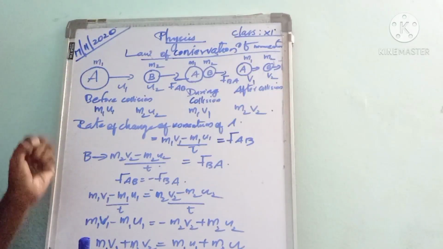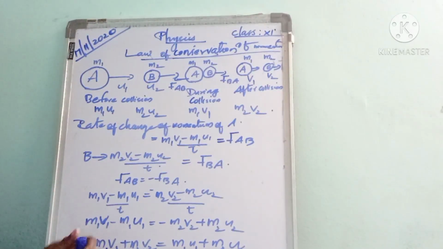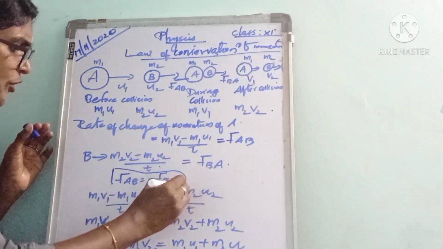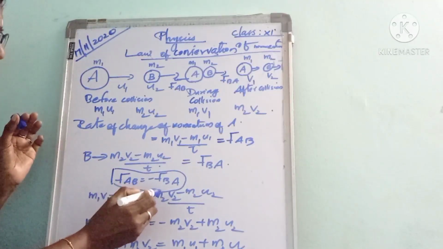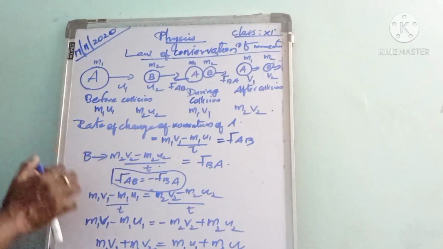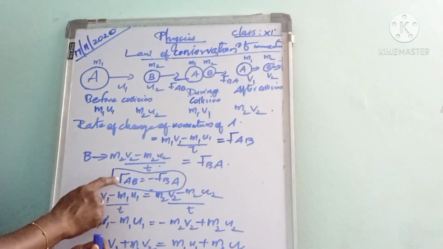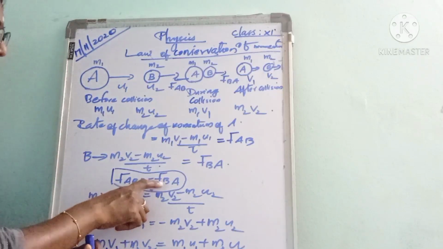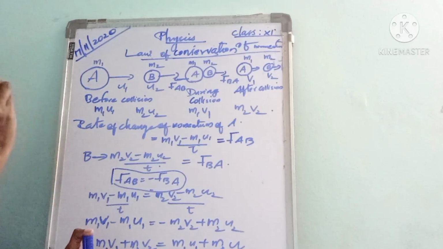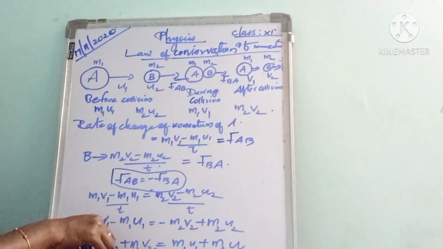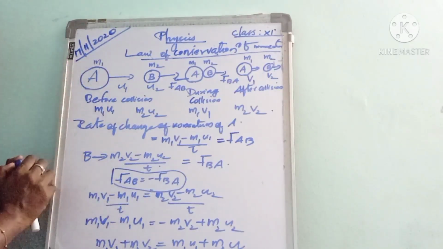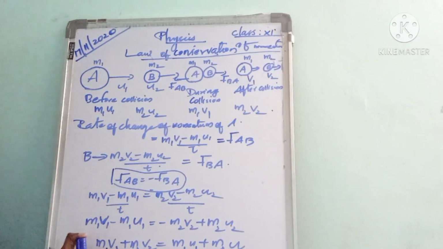Here for every action there is an equal and opposite reaction. So we can represent Newton's third law as FAB is equal to FBA. FAB can be taken as action and FBA can be taken as reaction. That is, according to Newton's third law, to every action there is an equal and opposite reaction. Next we can prove this law of conservation of momentum based on Newton's third law.